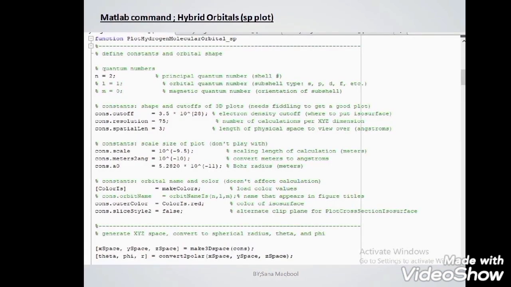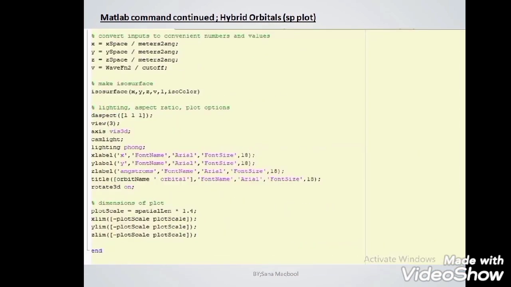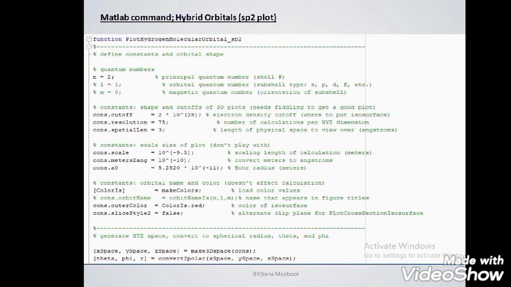And for the case of the hybrid orbital, let us plot the sp plot. We first need to define the constant as well as the orbital shape, and we can rotate all these orbitals and plots as well after setting the rotate command. And this one is the MATLAB output for the sp1 orbital and sp2 orbital. Similarly, we can also obtain the hybrid orbital MATLAB command, that is for the sp2 plot.